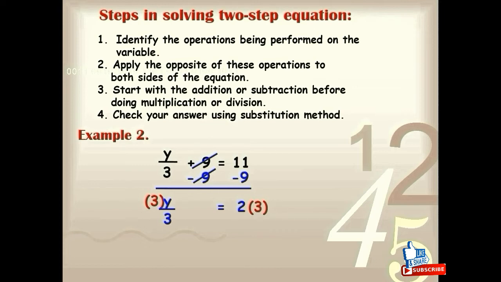Now, 3 times y divided by 3 is simply y. Therefore, we can simply cancel 3 over 3. Only y is left. 2 times 3 is equals to 6. Therefore, the value of our variable is positive 6.